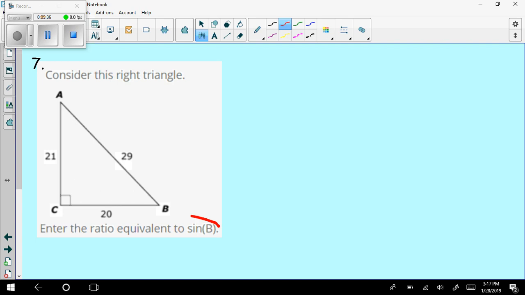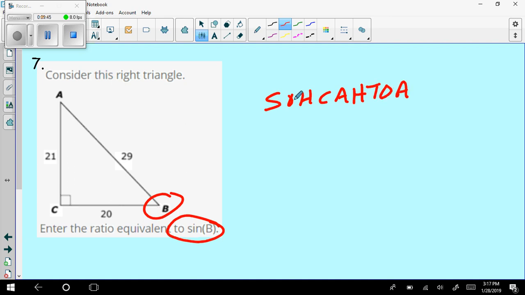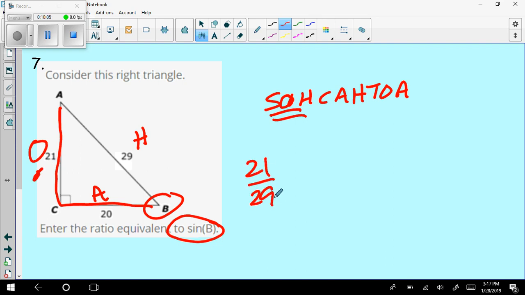This one, we want the ratio of the sine of B. B is our point of view. So here are my two legs. This one is farthest away, so it's O. This one's closest, so it's A. And that has to be the hypotenuse. Sine is opposite over hypotenuse, so opposite is 21. Hypotenuse is 29. Our answer would be 21 over 29.